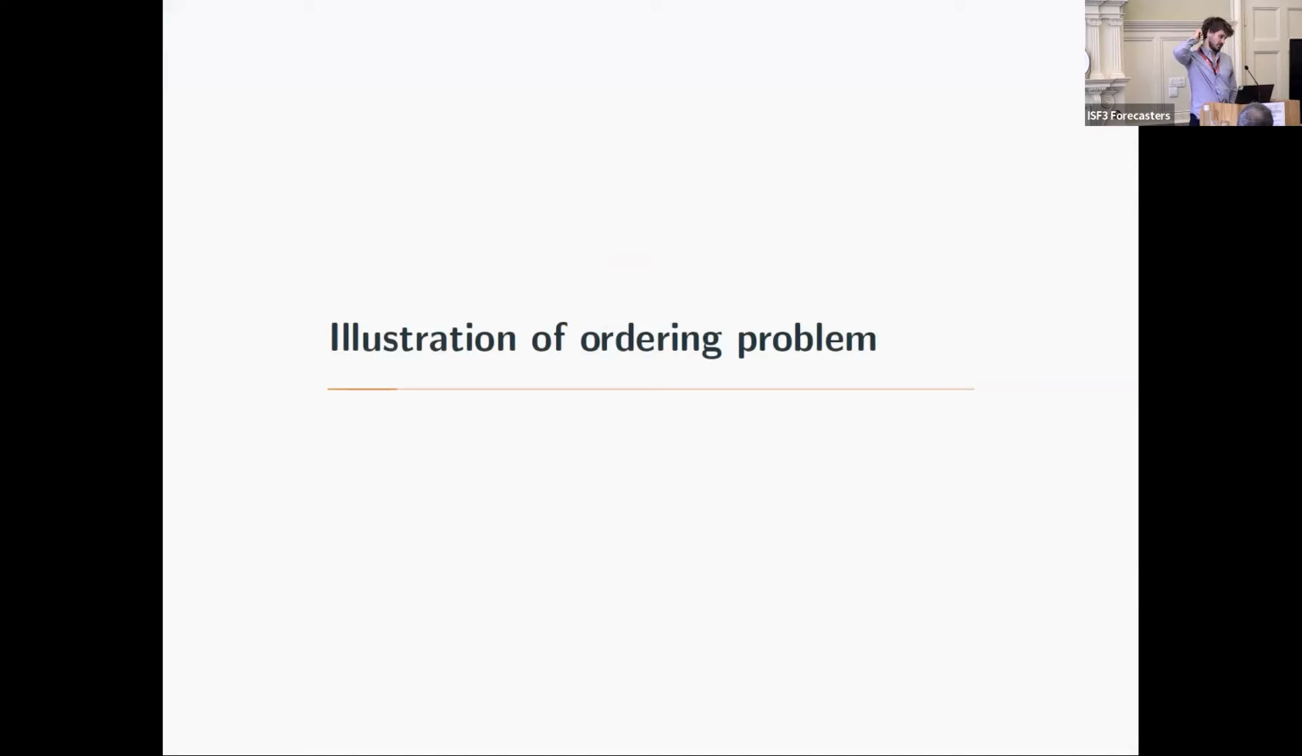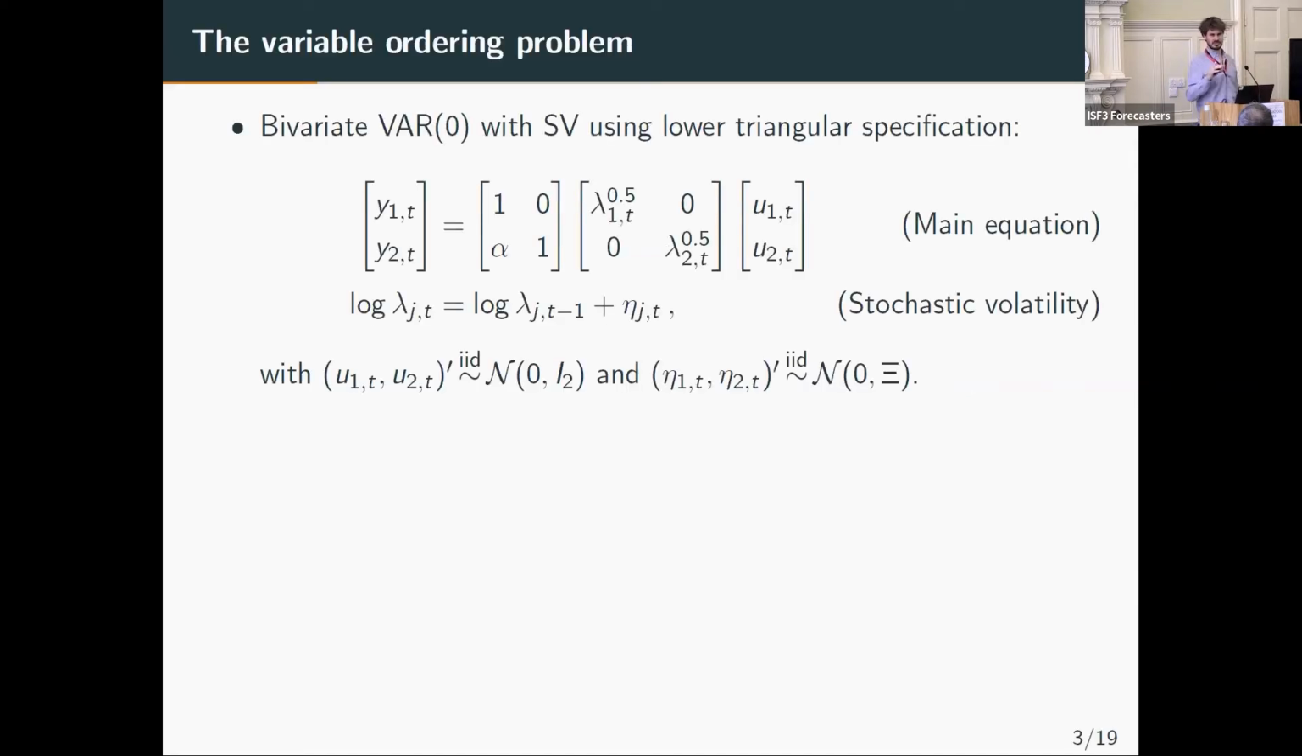Let me give you an illustration of this ordering problem. Let me start with a very simple VAR(0). Here VAR(0) means we have no lags, because the lags don't matter for this illustration. You have this vector of y's equal to, first, this lower triangular matrix, typically called A, then you have the diagonal matrix, which is lambda, and then you have the u's.